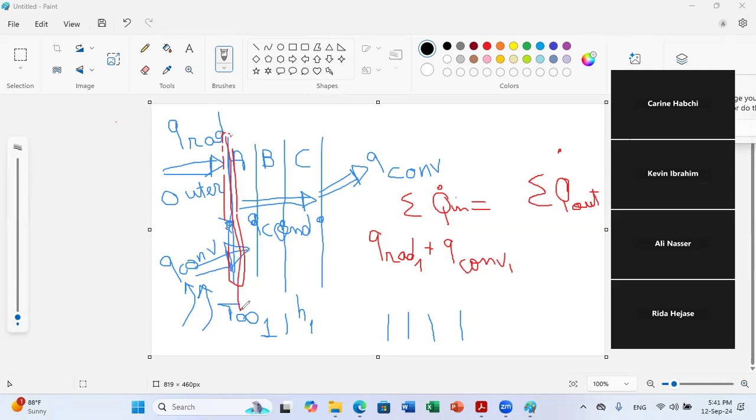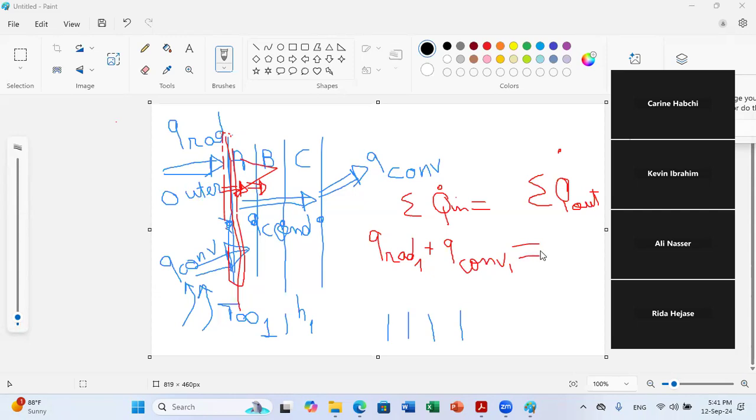But here, because it's a steady state case, I don't have storage or generation in my envelope. Then I can consider that for each layer of my envelope, Q conduction entering a certain material is equal to Q conduction exiting this material. That's why we can talk about one flux of conduction through your envelope.